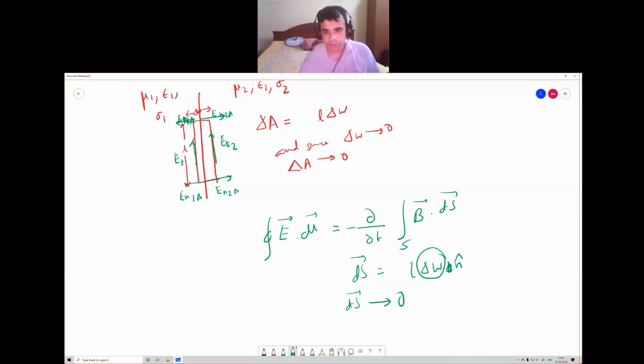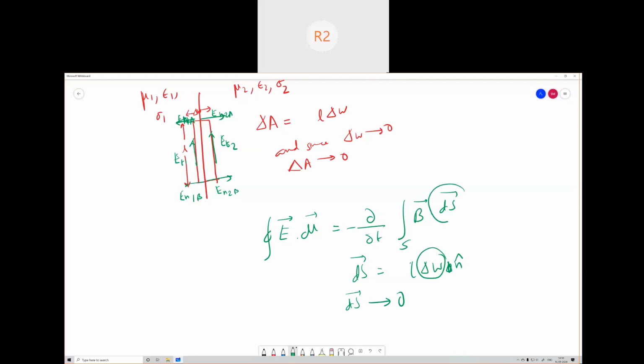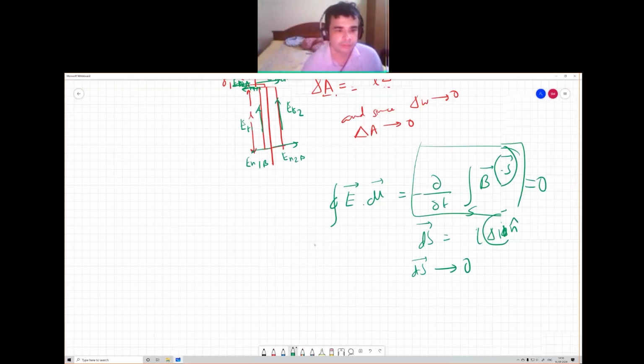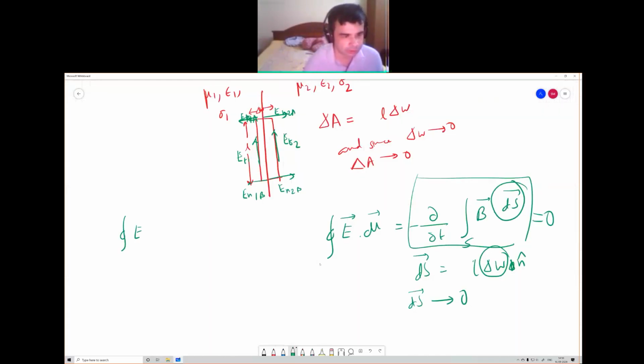Yes, sir. So obviously due to this is 0. So this entire RHS is 0, because ds is very small. The area is very small, so this will be 0. So we have now here closed loop integral of E dl equal to 0.